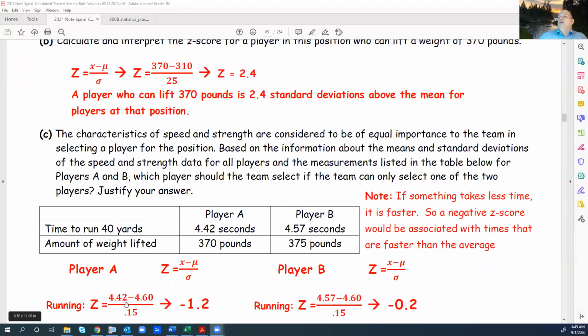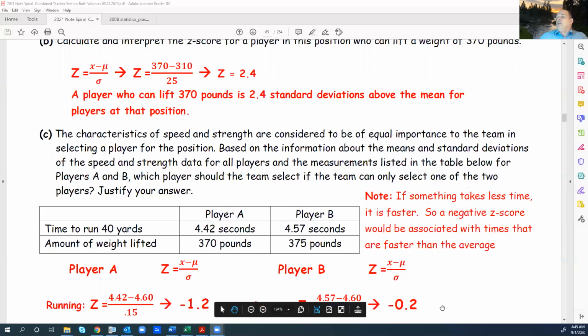So I end up with 4.42 minus 4.6, the average, divided by 0.15, and I end up with a negative z-score of negative 1.2. And that is because his time was less than the average. Now, the good thing is we want a time less than the average, so we'd like a negative z-score for speed. All right?